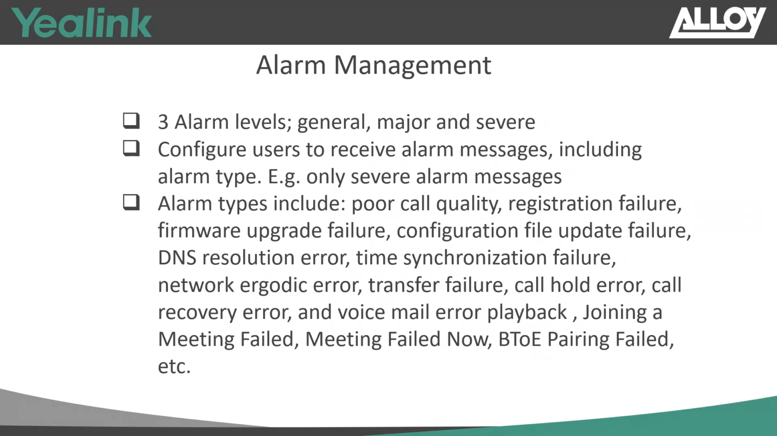All right, alarm management. There are 3 different types of alarm levels: general, major, and severe. And we can configure the alerts that get sent out based on the level of the alarm. So we might just skip over the general alarms and let them go through. But if there is a severe alarm, then we want to receive a message to see where the issue has taken place. For instance, a registration failure on a device: if registration goes down, we can configure the system to send an alert out to the administrator.